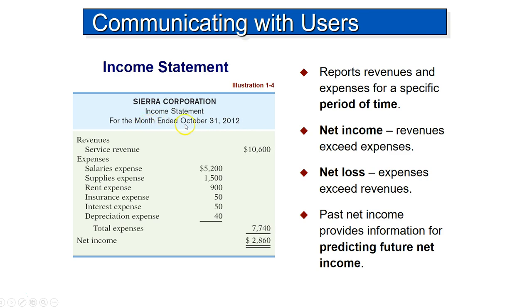It's for a month ended October 31st. What that means is this revenue is revenue that was earned between October 1st and October 31st. It does not reflect revenue earned before October 1st or revenue after October 31st. It's only during October 1st to October 31st. And therefore, all these expenses are the same. These are expenses that were incurred between October 1st and October 31st. They're listed here from high to low. You do not need to do that. But the total is $7,740.